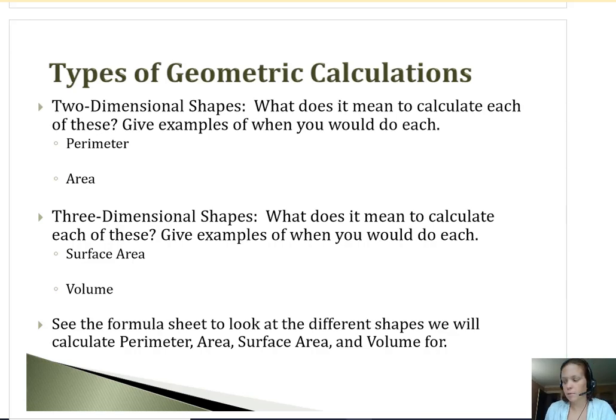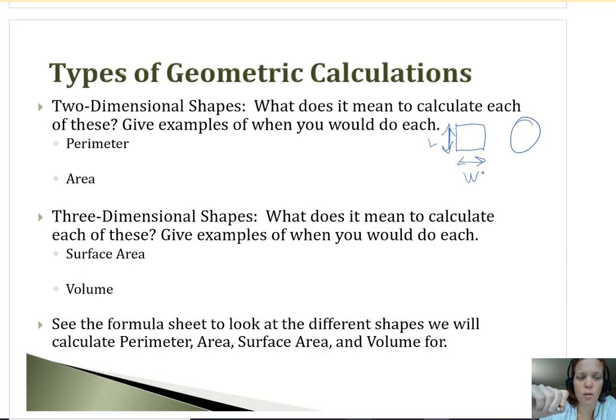So our first step is going to be perimeter, but before we do that, let's look at an overview of the different types of calculations we're going to do with geometry. We're going to first look at two-dimensional shapes. Something that's two-dimensional, like I can draw out just a square or a circle, and when we say two dimensions, it's like if this is the length and this is the width.